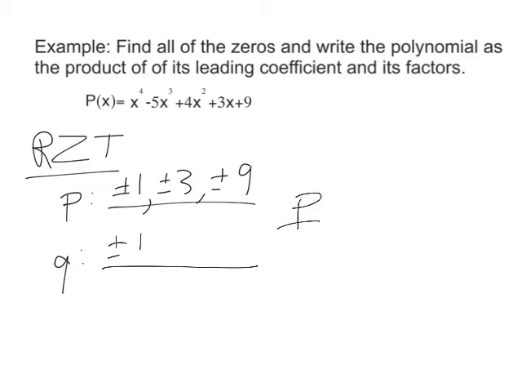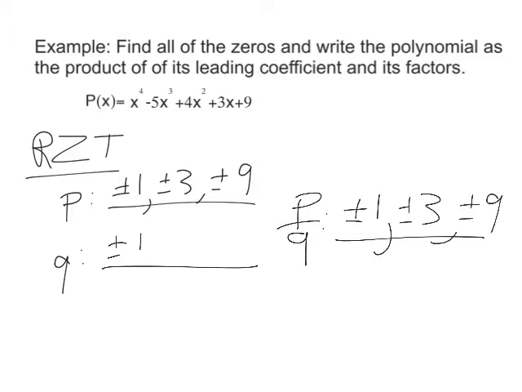So our list of possible rational zeros, which is made up by taking each p over each q, will be 1 over 1, 3 over 1, and 9 over 1. So we get plus or minus 1, 3, and 9 again. Okay, we don't have another factor of leading coefficient, so I don't wind up with any fractions, okay? And that list has only got 6 numbers on it, okay?